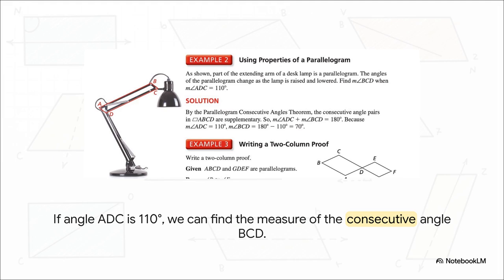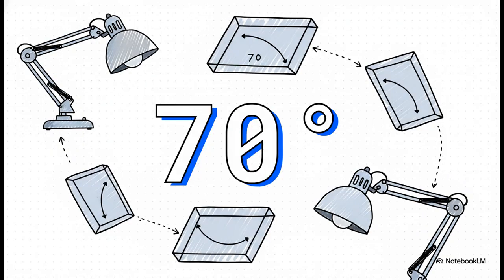We know they have to add up to 180. So 180 minus 110? That leaves us with 70 degrees. It's this perfect mathematical relationship that keeps the lamp balanced. As one angle gets wider, the one next to it has to get smaller by the exact same amount. That's what allows the whole thing to move so smoothly without just falling apart.